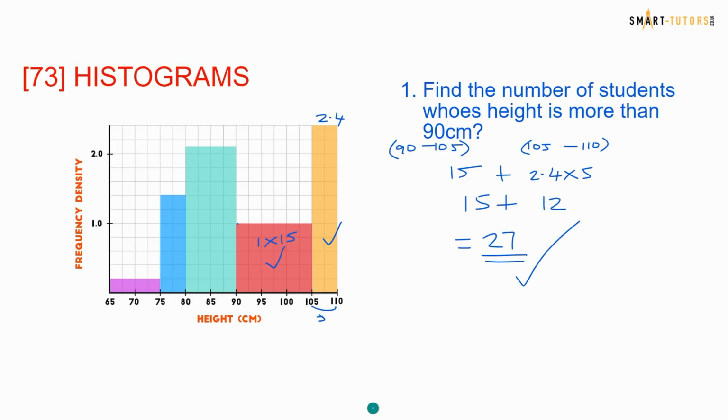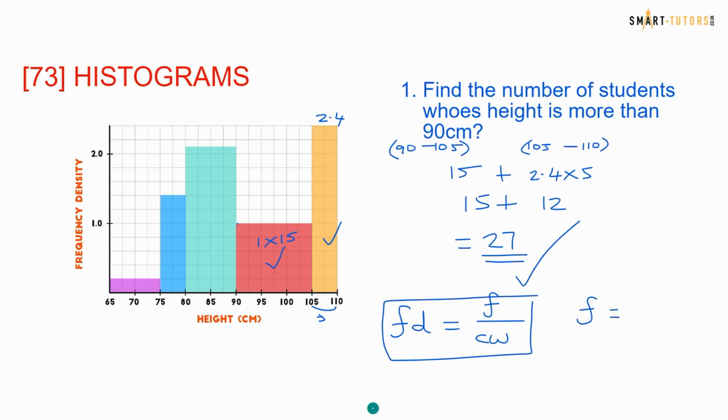In the question, sometimes they ask you to draw the histogram. Remember the frequency density: frequency density equals frequency divided by class width. Here what we need is the frequency, so frequency density times class width. Frequency density is the y-axis, and class width is going to be the x-axis. So basically the area gives the frequency.